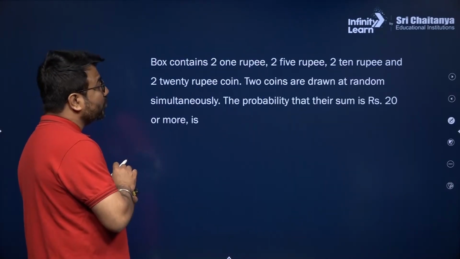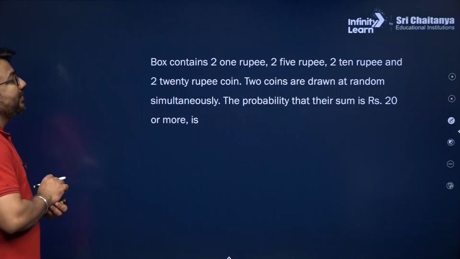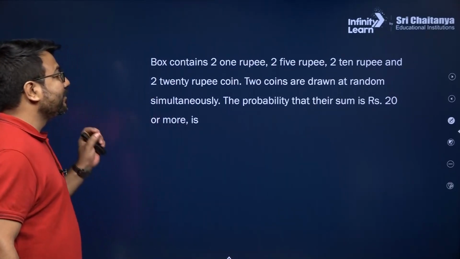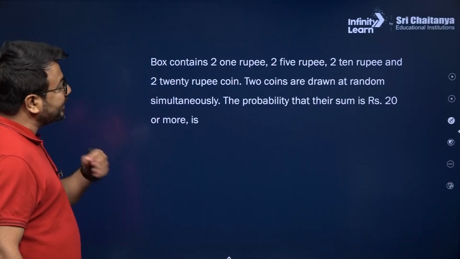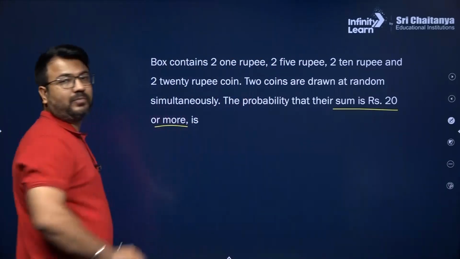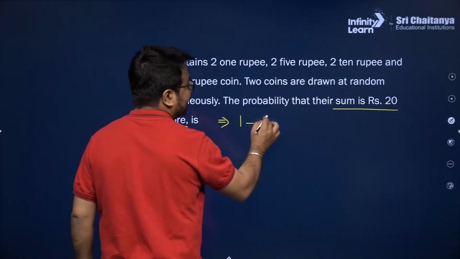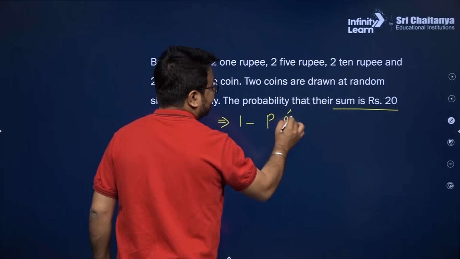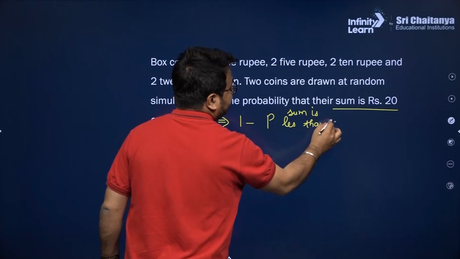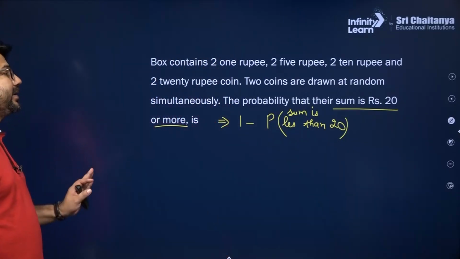A box contains 2 one rupee, 2 five rupee, 2 ten rupee, 2 twenty rupee coins. 2 coins are drawn at random simultaneously. Probability that their sum is 20 or more. So if I want to get that probability that their sum is 20 or more, in this particular situation, I will be writing it as 1 minus probability sum is less than 20.